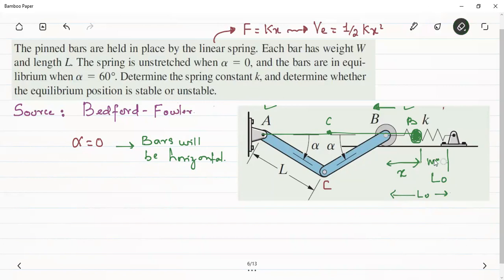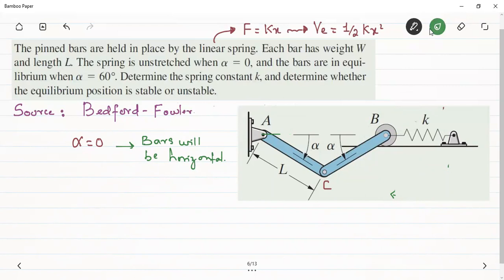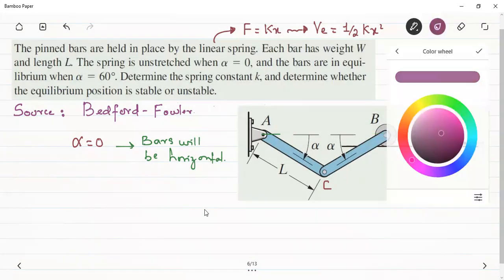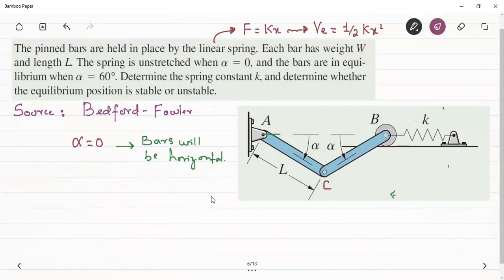Now we can see that each bar has a weight of W and length L. Since the weight of the bar is given to be W, there will be gravitational potential energy associated with the system. As well as, since the spring is in the stretched state, we also have the potential energy that is known as the elastic potential energy.